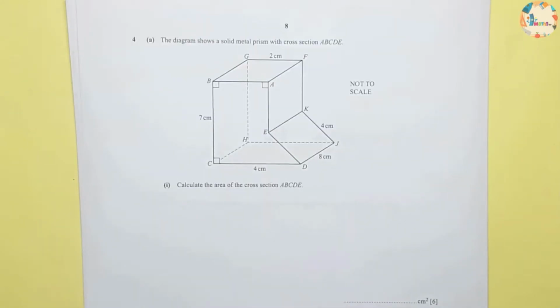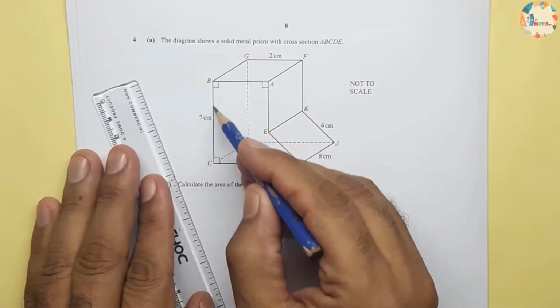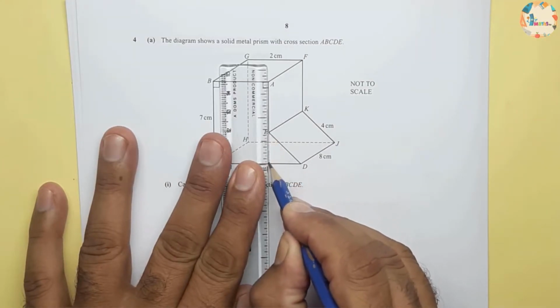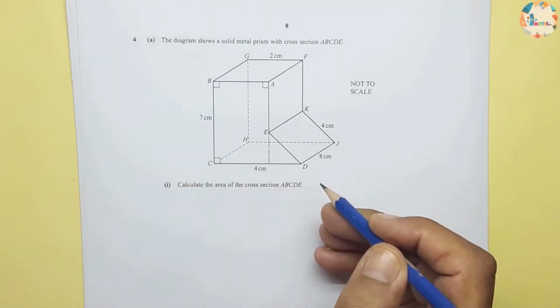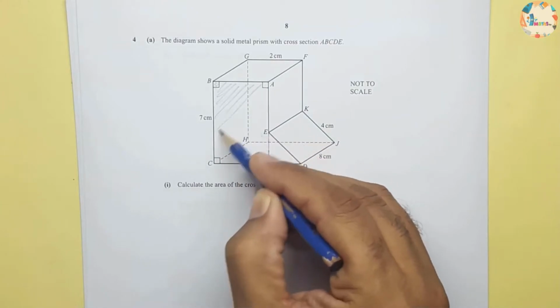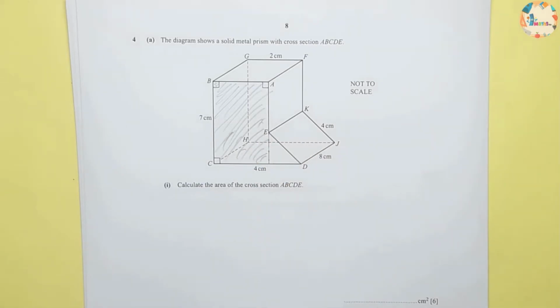Next is question number 4, A part. The diagram shows a solid metal prism with cross section ABCDE, and we have to calculate the area of the cross section ABCDE. The cross section area will be this facing area, and we can join this one with a dotted line. We will be having two shapes. One will be this rectangle, and the rectangular area we can calculate.